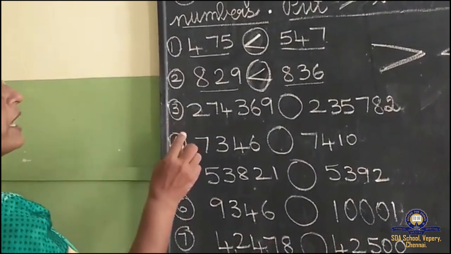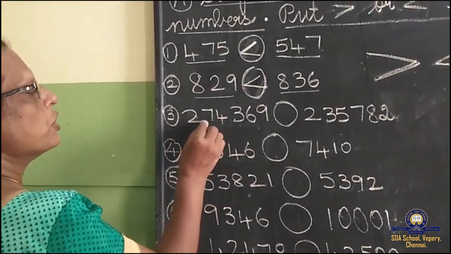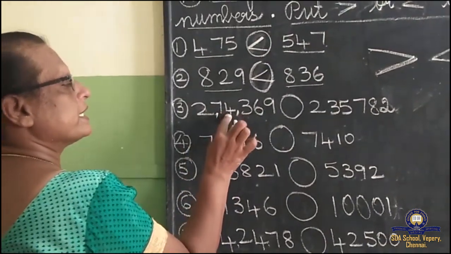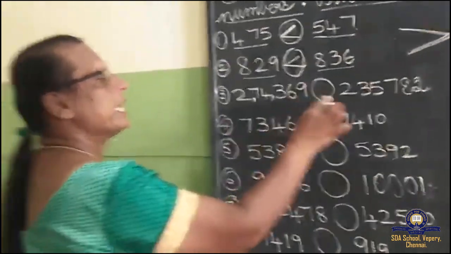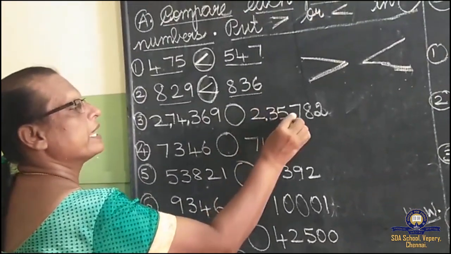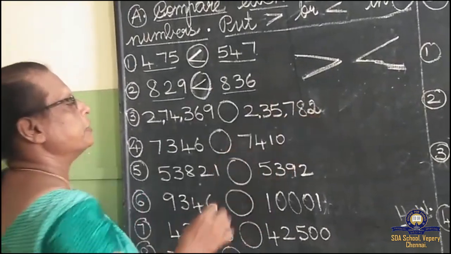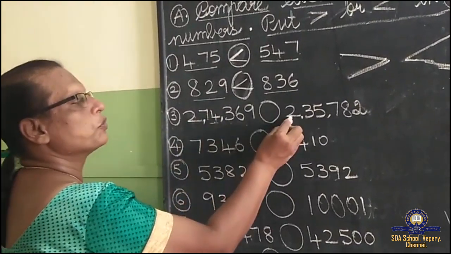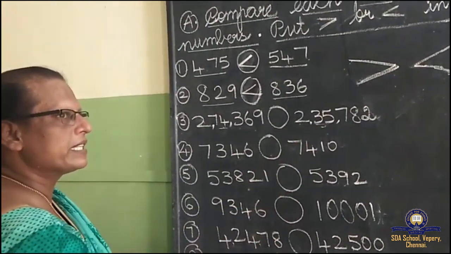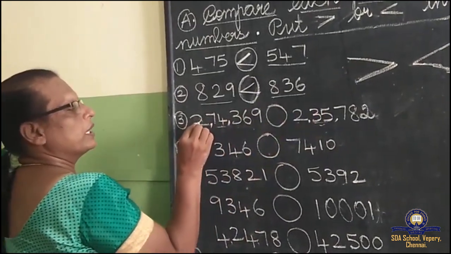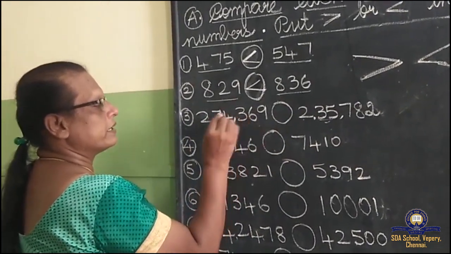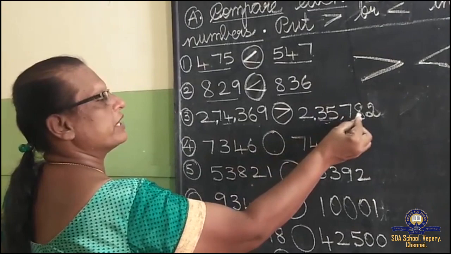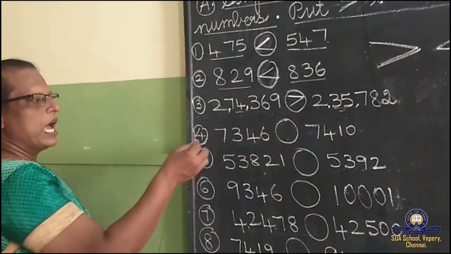Okay. Coming to the third sum, how we have to read children? 2,74,369. And coming to this one, 2,35,782. So when you read which is bigger number children, here 2,74,000. Here 2,35,000. So which is lesser children? This is lesser. So 2,74,369 is greater than 2,35,782. Understood children?